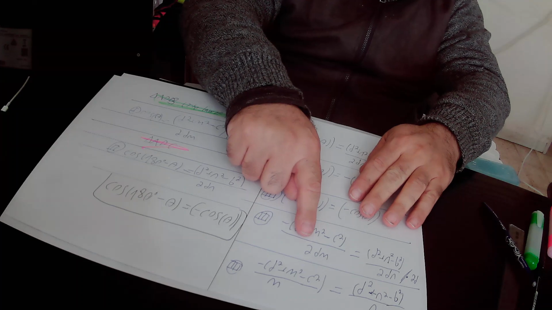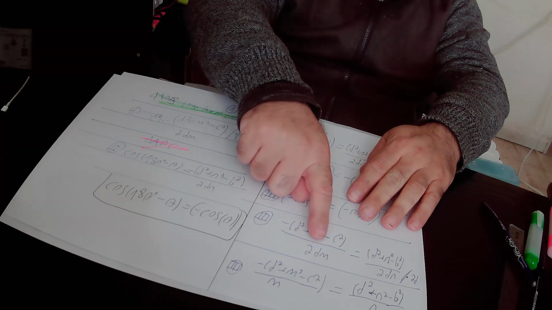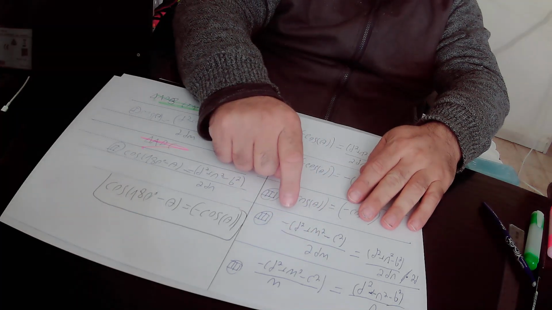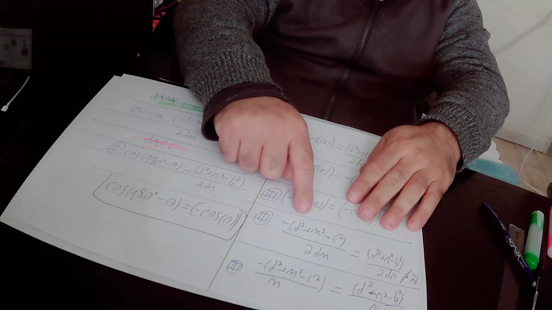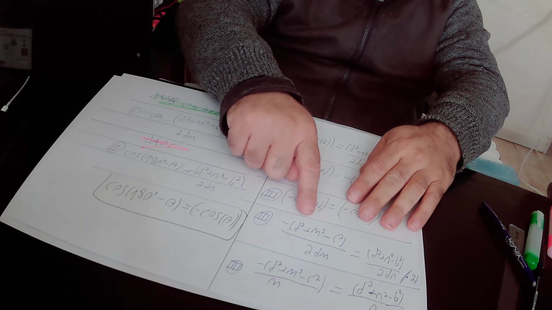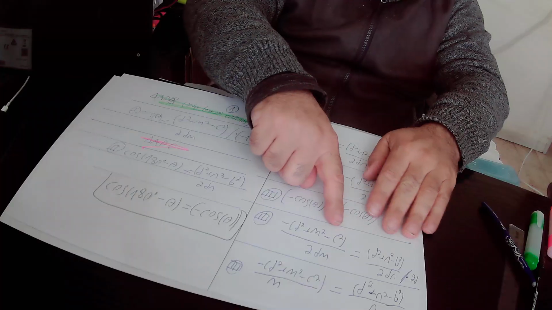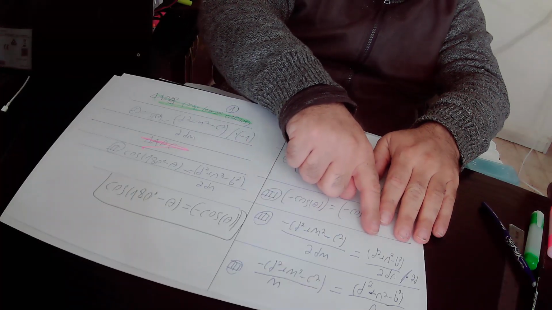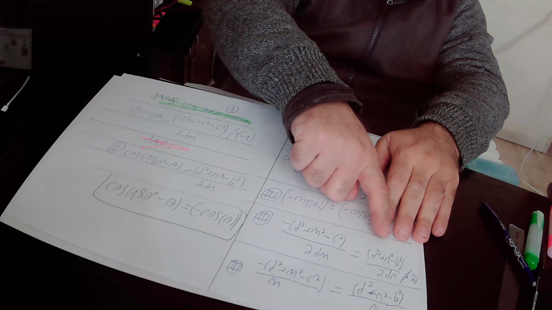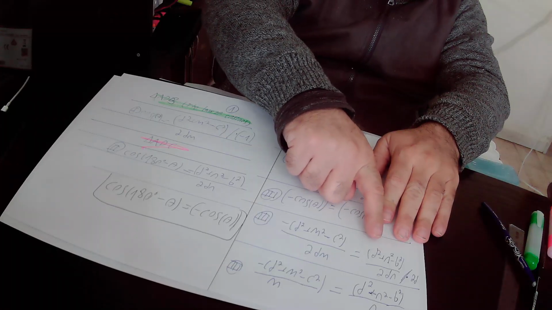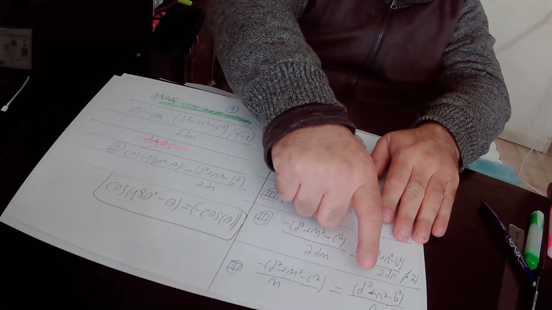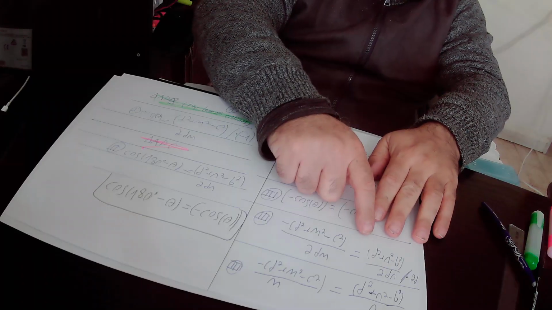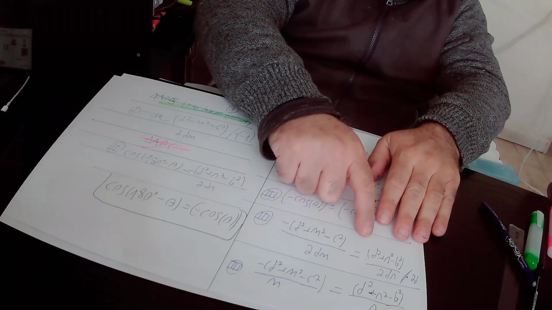2d over 2d is 1, so in the denominator we are left only with m. The numerator didn't change, so it is minus, inside the brackets, d squared plus m squared minus c squared. We also multiply this side of equation number 3 by 2d. 2d over 2d is 1, so in the denominator we are left only with n. The numerator didn't change, it stays as d squared plus n squared minus b squared.